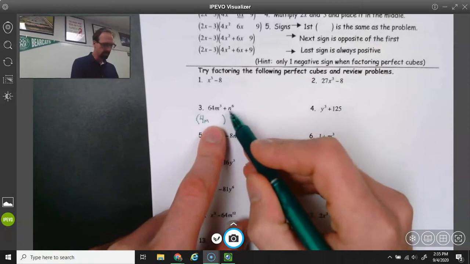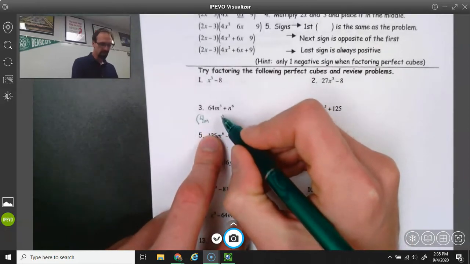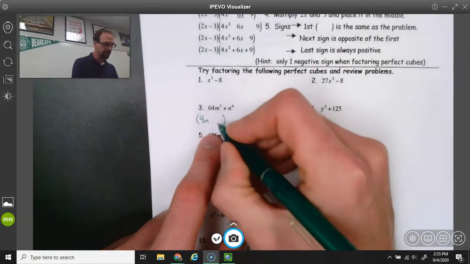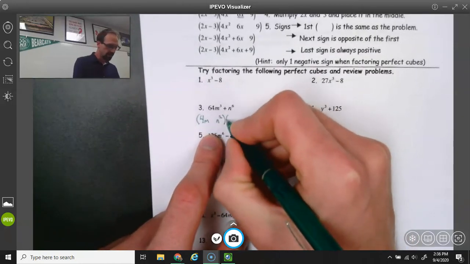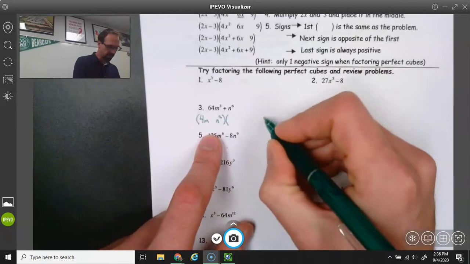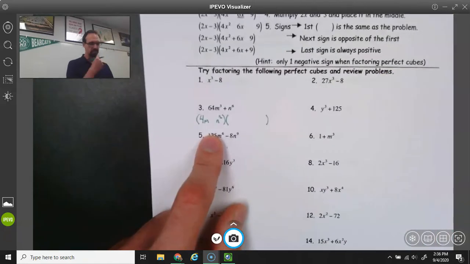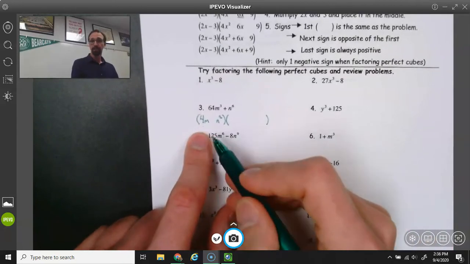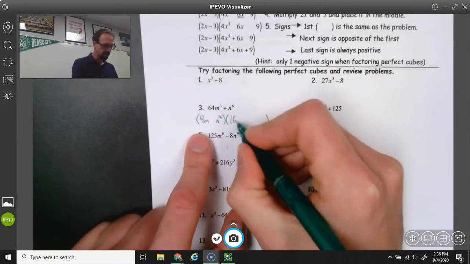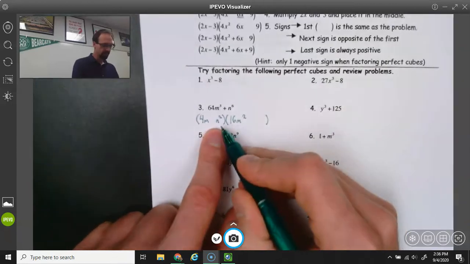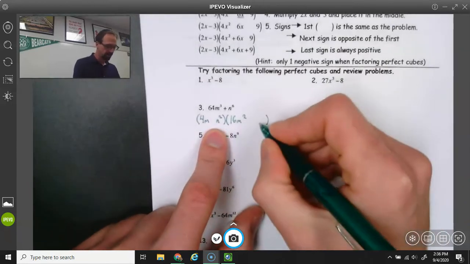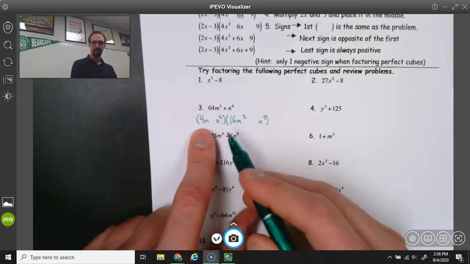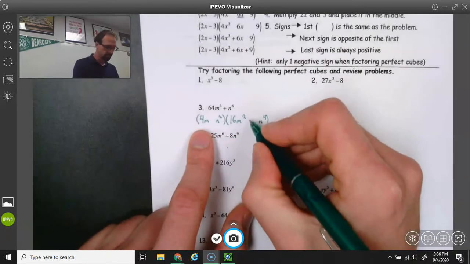And then plus, I'll hold off on the plus sign. I'm just going to leave a space there for now. And then the cubed root of n to the 6th, I said earlier, is n squared. And then now I need to set up my larger set of parentheses. So to get these first and last terms, I need to square. If I square 4m, I get 16m squared. And if I square n squared, then I get n to the 4th. And then to get this middle term here, I multiply these two together, and that's 4mn squared.